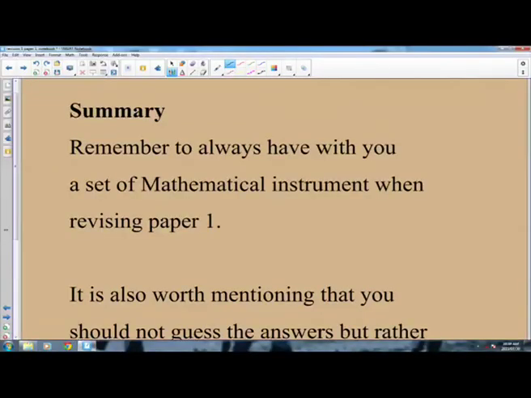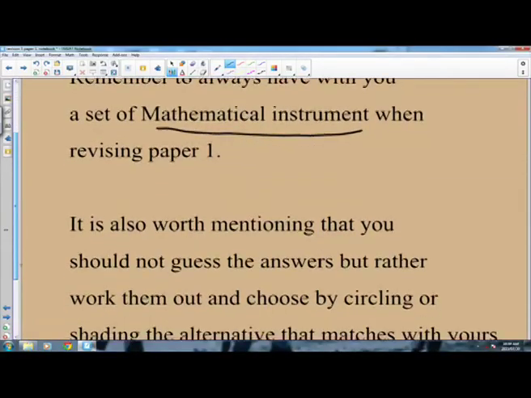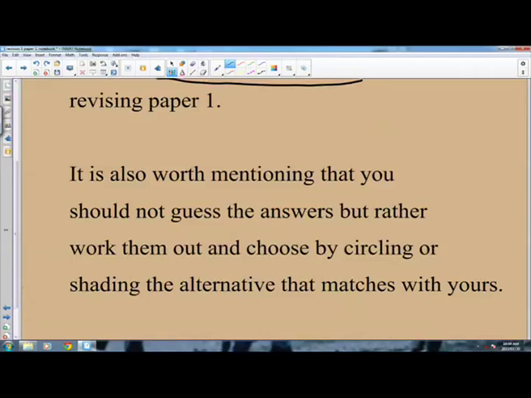Before we end this lesson, let us have a look at the summary for today. It says, remember to always have with you a set of mathematical instruments. This is paper 1, and you are advised to always have a mathematical instrument with you, not a calculator, because in paper 1 you are going to use an instrument as opposed to a calculator. And then the other point says, you should not guess the answers, but rather work them out and choose by circling or shading the alternative that matches with yours.